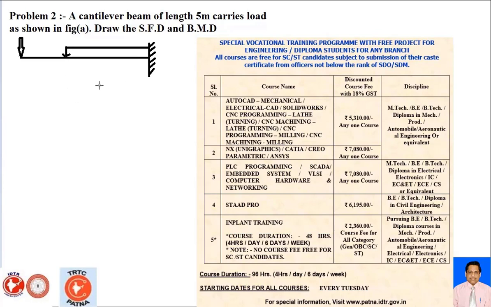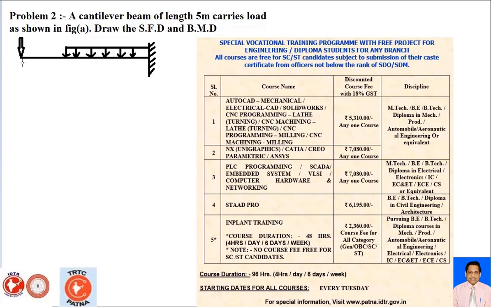So there are various types of loads. One is the concentrated load, then uniform distributed load, then varying load. A concentrated load is also called a point load. In the previous class, we solved the problem with a concentrated load. So today I am going to solve the problem of this cantilever beam with a uniform distributed load.